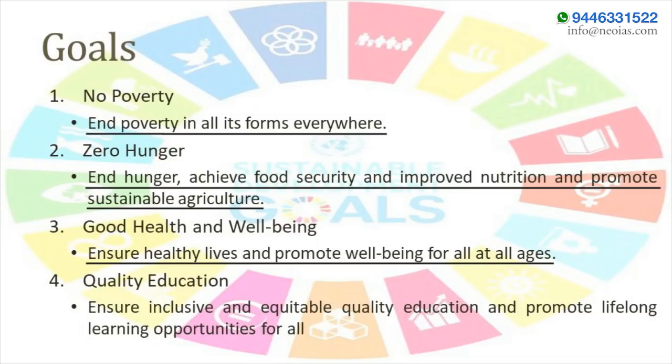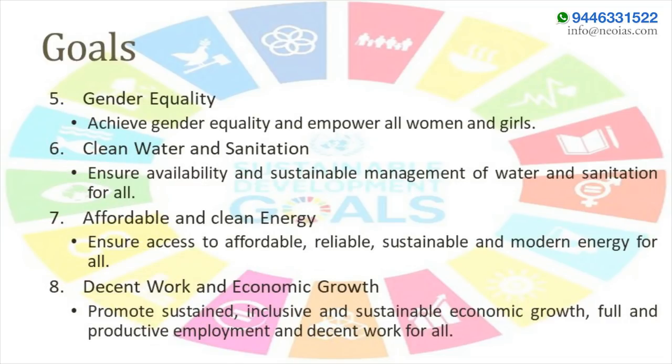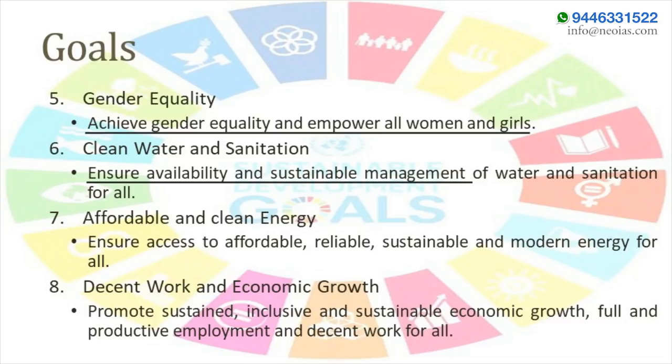The fourth one is quality education. This goal aims to ensure inclusive and equitable quality education and promote lifelong learning opportunities for all. The fifth goal is gender equality. This goal aims to achieve gender equality and empower all women and girls. Sixth one is clean water and sanitation. This goal ensures availability and sustainable management of water and sanitation for all.